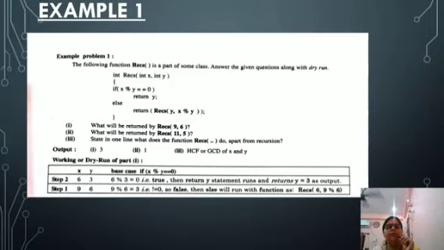What will be the answer when the values are 9 and 6, and what will be returned if 11 and 5? And the third question is, state in one line what the recursion does.